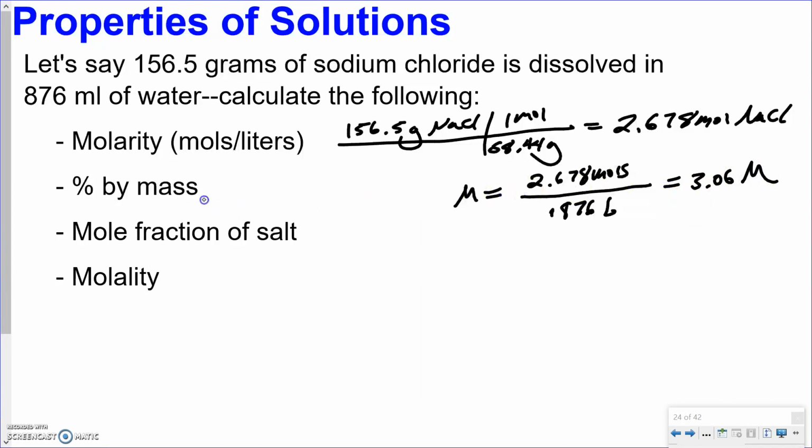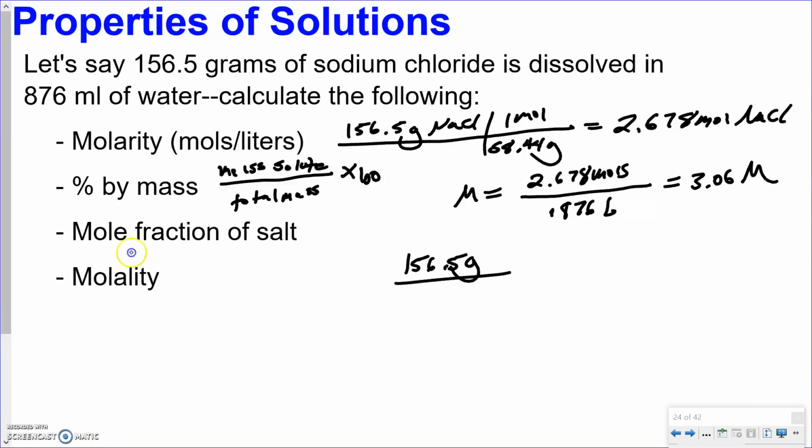The next one's a percent by mass, which again is going to be the mass of the solute over the total mass, and technically times 100 too because it is a percentage. So the mass of the solute we already have is 156.5 grams. Now we need to figure out the mass of the total. So the big thing here is you need to understand that water has a density of 1.00 grams per milliliter.